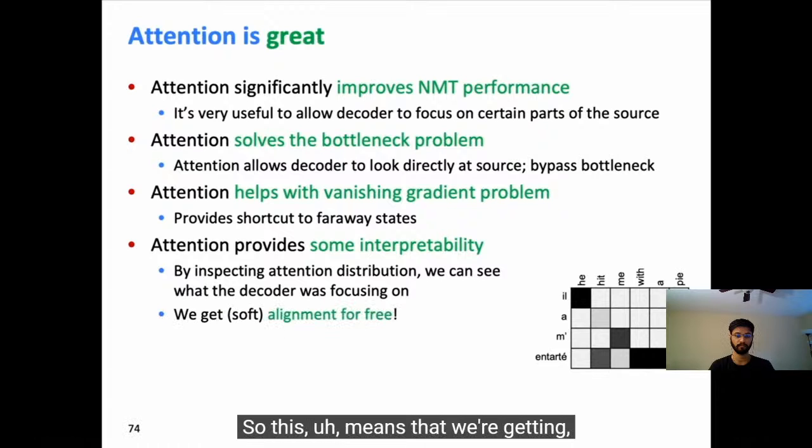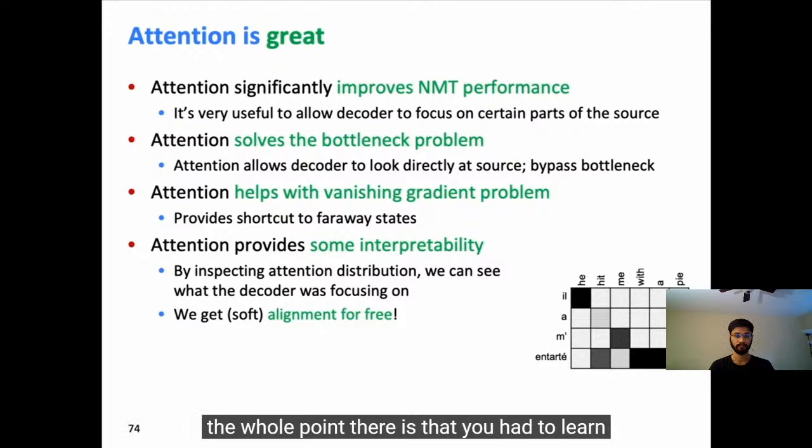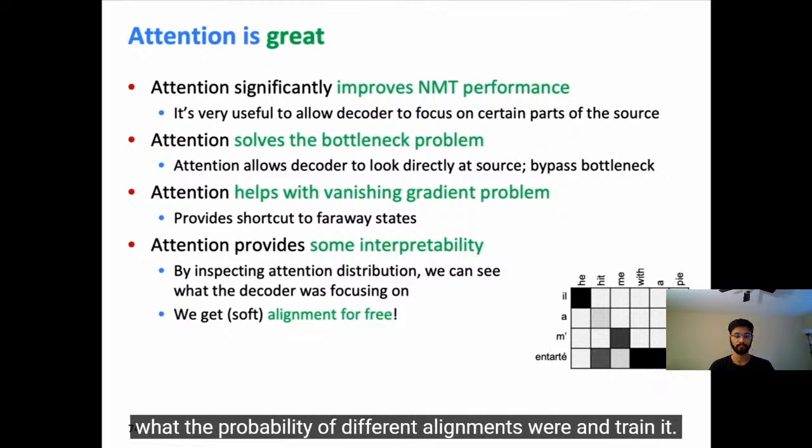So this means that we're getting alignment for free. And the reason I say for free is because when you remember the SMT systems, the whole point there is that you had to learn an alignment system deliberately and separately. You had to define the notion of alignment, you had to define the model of calculating what the probability of different alignments were, and train it.